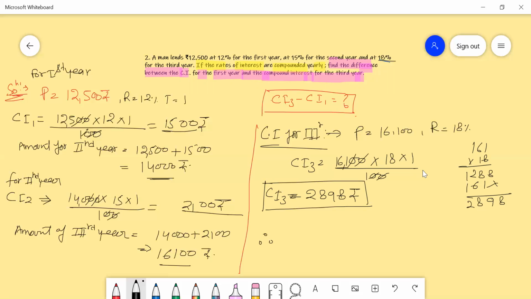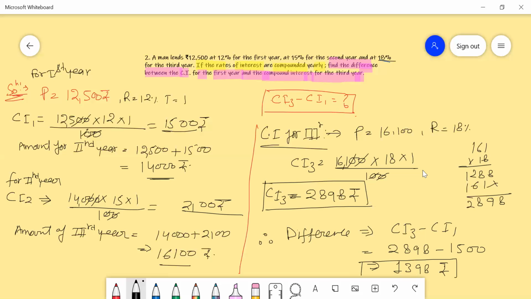So therefore the difference is CI3 minus CI1, that is 2898 minus the compound interest for 1 year, that is 1500. So what will be the answer? Answer is 1398 rupees. So this is the final answer.